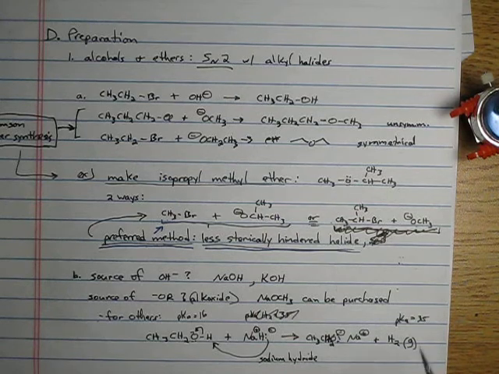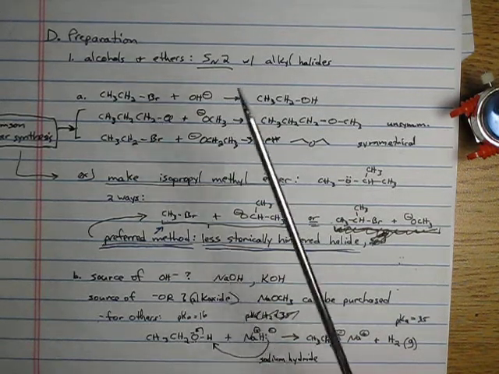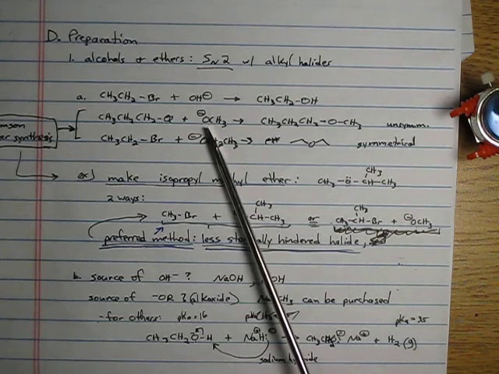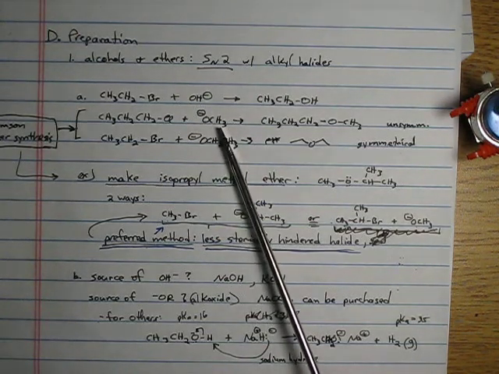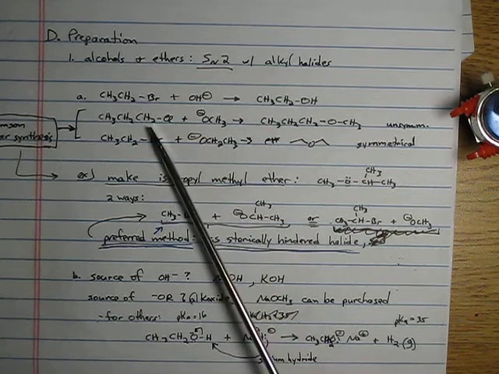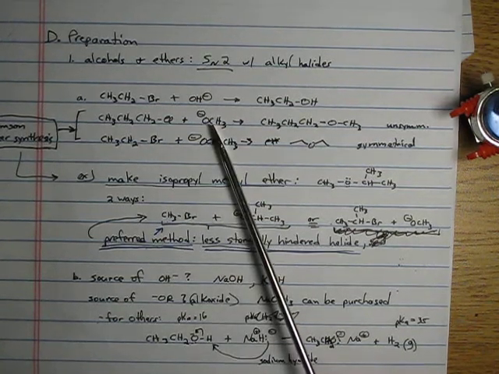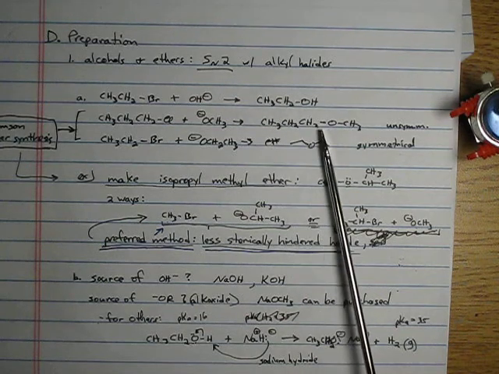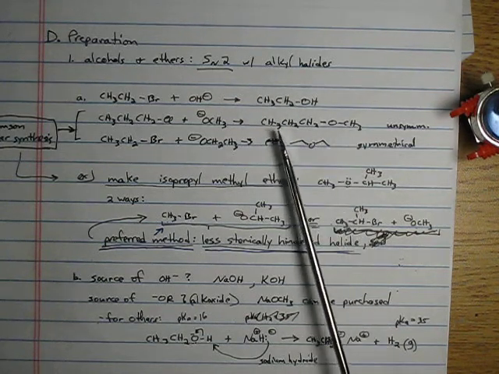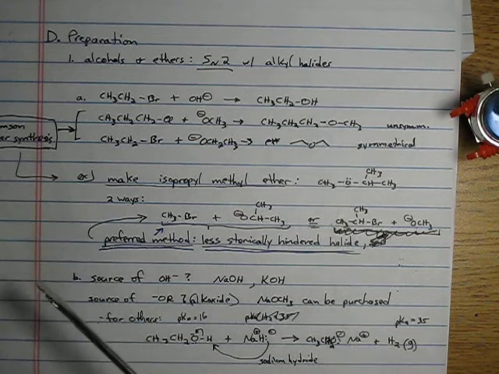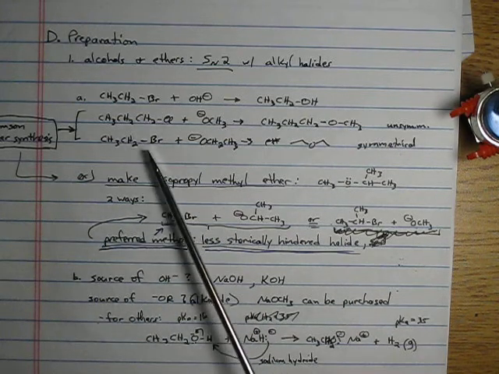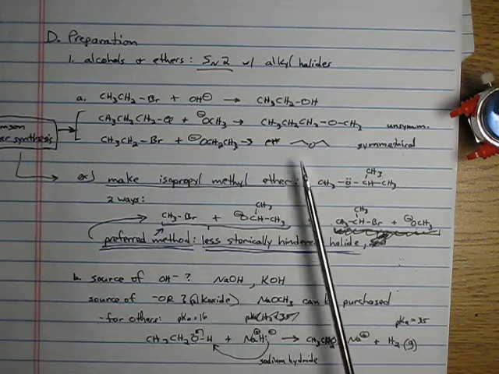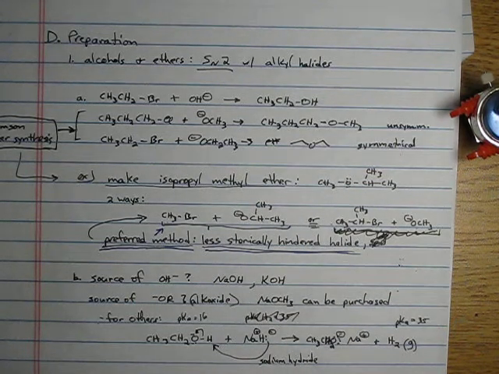You can do the same with ethers. Just take an alkyl halide and react it, instead of hydroxide, with methoxide or ethoxide or something like that. Again, primary alkyl halide, strong nucleophile. SN2 reaction to give this molecule here, this methylpropyl ether. And here, let's make diethyl ether. Take ethoxide with ethyl bromide. We make our symmetrical diethyl ether.